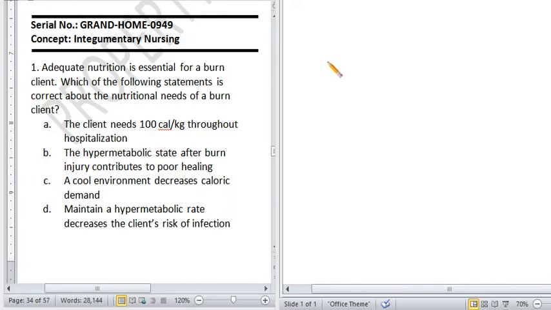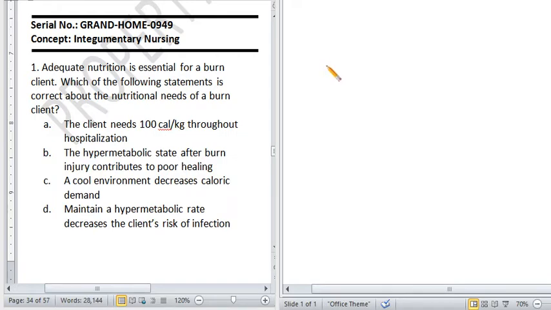Is it A, client needs 100 calories per kilogram throughout hospitalization? B, the hypermetabolic state after burn injury contributes to poor healing? C, a cool environment decreases caloric demand. D, maintaining a hypermetabolic rate decreases the client's risk of infection.